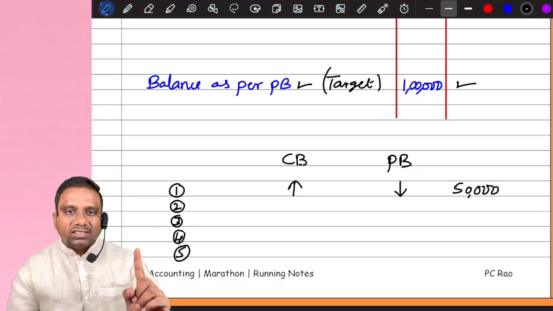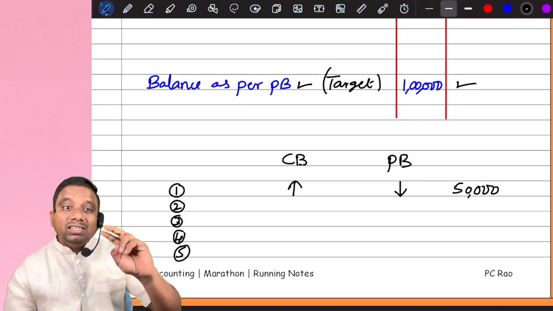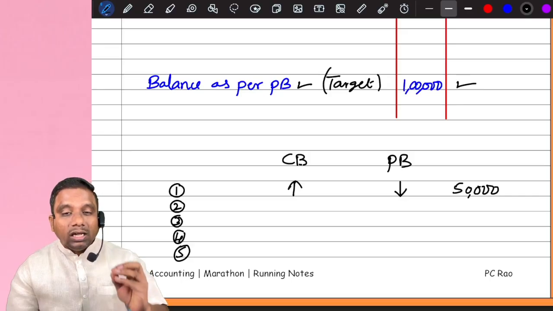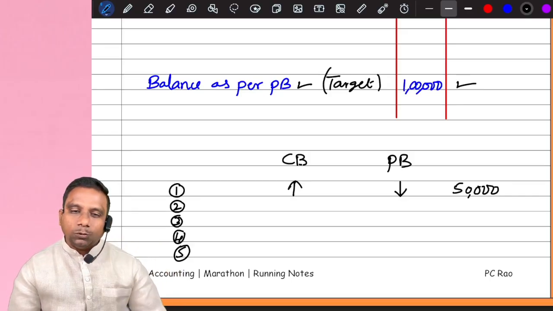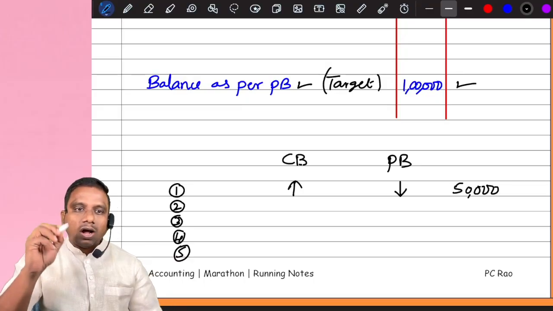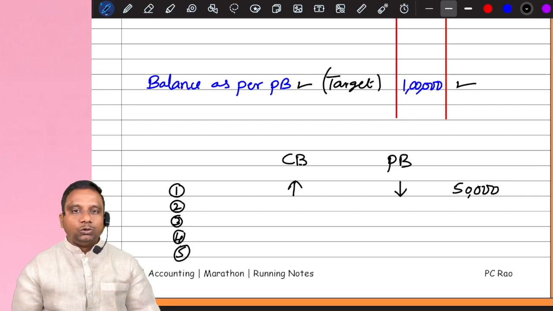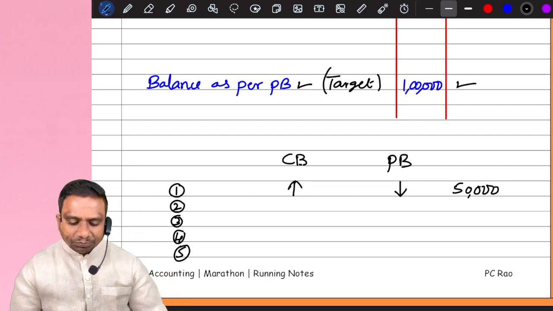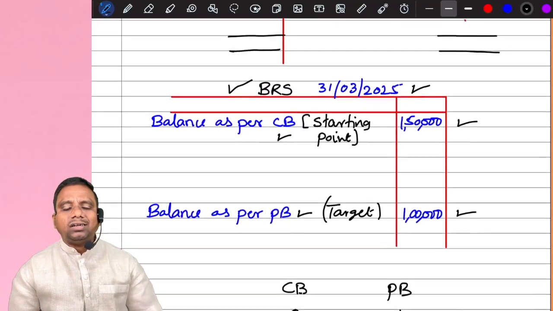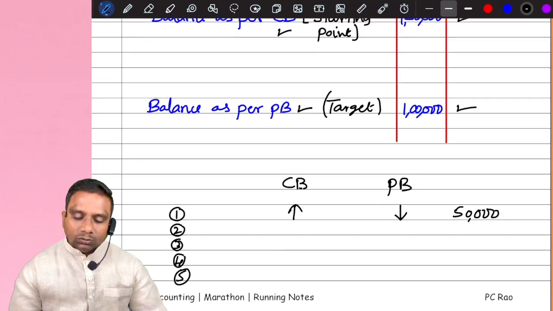I have completed the observation like this. So what is the first step? Check in which book it is recorded. Second, in which side it is recorded. Third, because of this, what is the effect on balance? Cash book increases, so upward symbol. Passbook decreases, so downward symbol, arrows. Finally, after completion of each transaction, which book balance did you start with? Sir, we started with cash book balance.